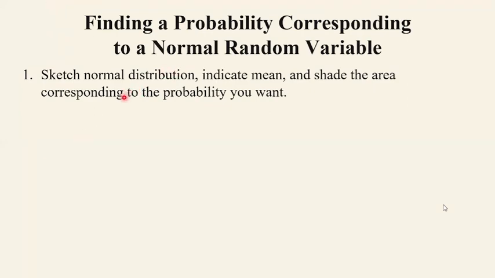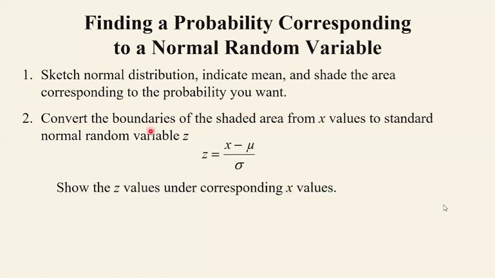The first step, you have to sketch the normal distribution, a rough normal distribution, indicate the mean, and shade the area corresponding to the probability you want. Second, you have to convert the boundaries of the shaded area from X values to standard normal values. Usually, we are calculating normal probabilities for a range of values, so there will be boundaries. For a certain boundary, it has a lower limit and an upper limit. For some, it has only the lower limit. For some, it has only the upper limit.